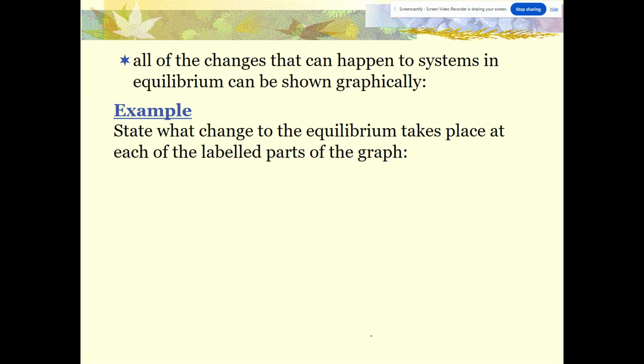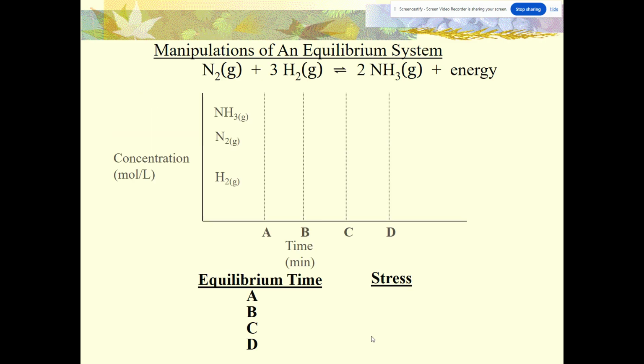Now, the last thing we have to look at is looking graphically at what happens during our shifts. Okay, so you're going to be given a graph and either asked to draw it, or you're given a graph drawn and you're asked to identify what shifts are taking place. So we'll look at the Haber-Bosch process again. I'm starting with everything at equilibrium.